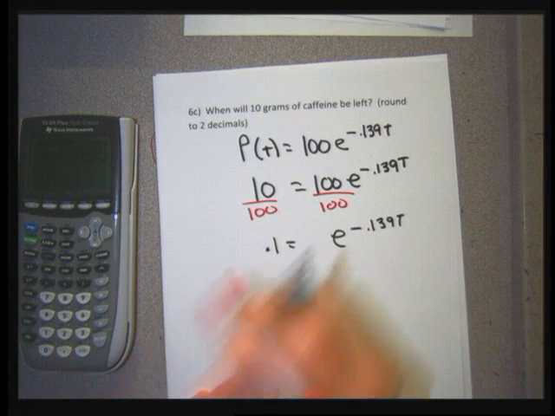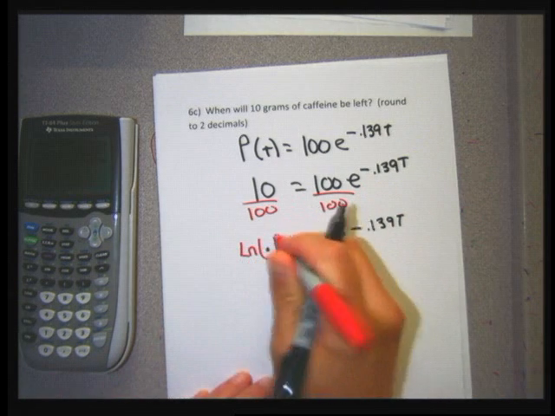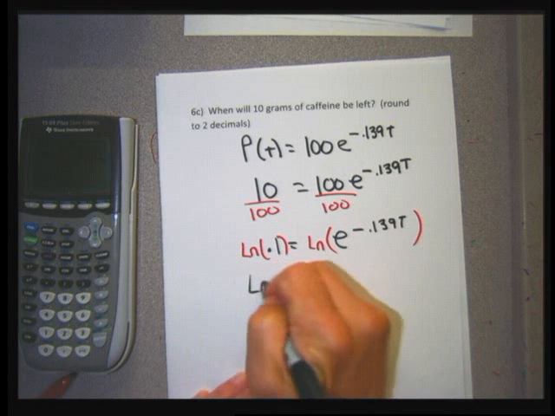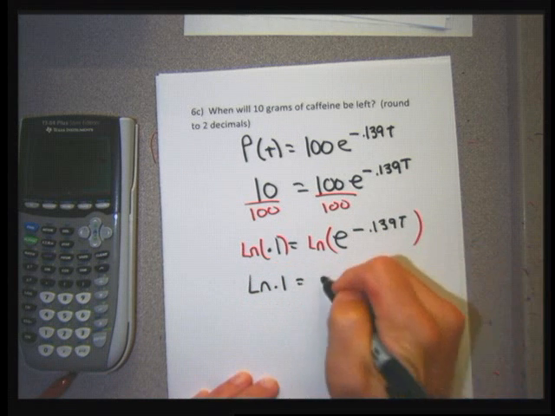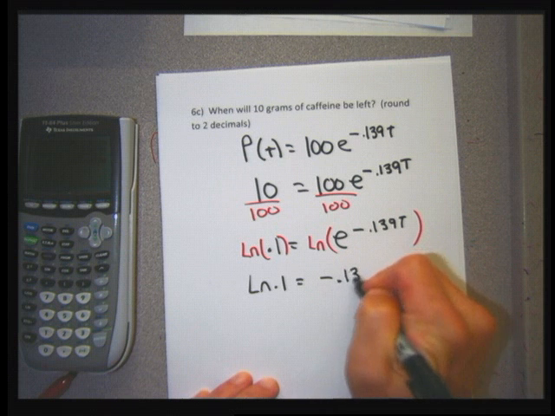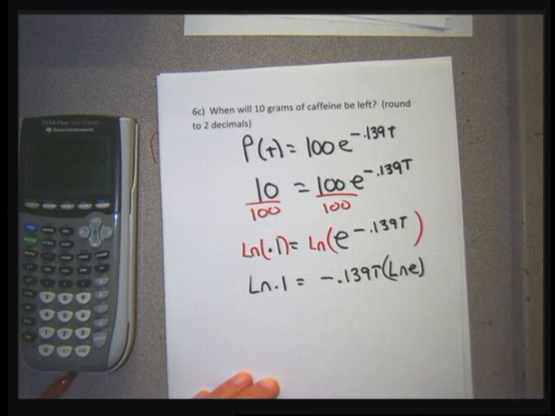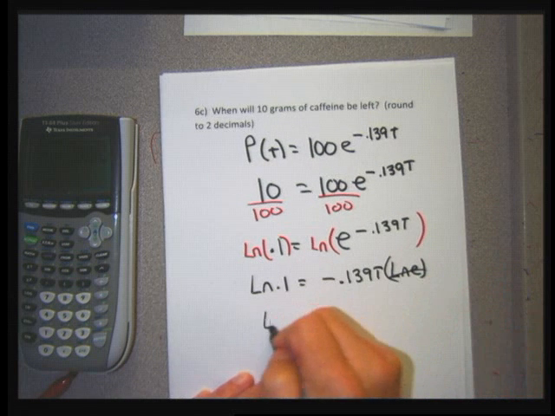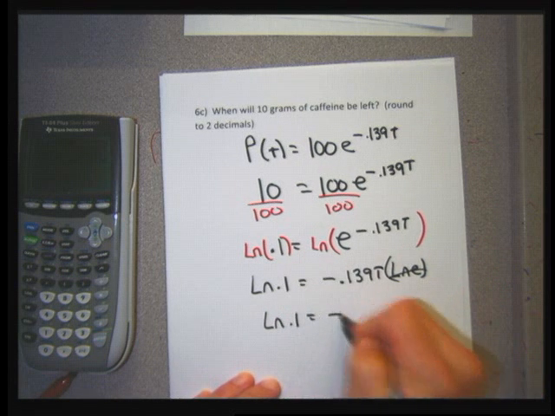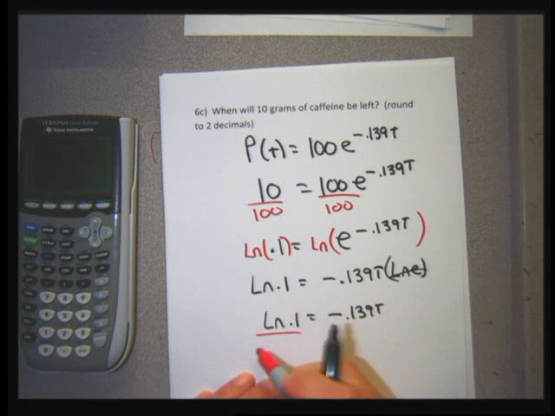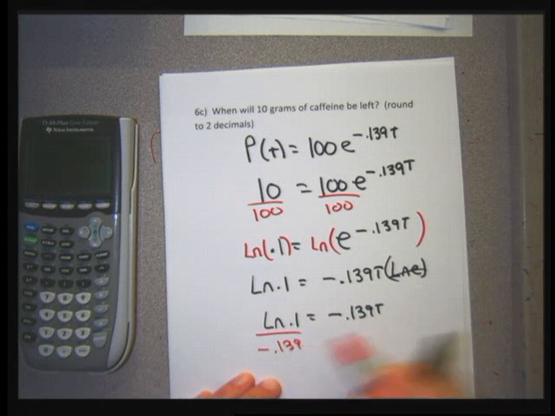Just like the rest of the problems I've been doing, the algebra is the same. I'm going to take the natural log of each side. I'll leave the left side alone. On the right side, I'm going to make the exponent of negative 0.139t a coefficient. The natural log of e is equal to 1, so this gives me the ln of 0.1 equals negative 0.139t. And then I divide both sides by negative 0.139.